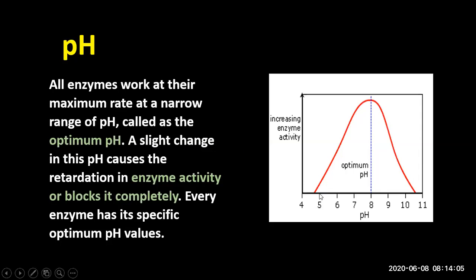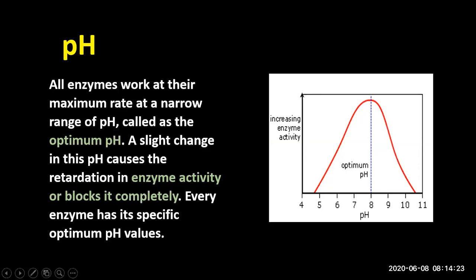Look at this graph. We are going to plot a graph between pH on the x-axis and rate of enzyme catalyzed reaction on the y-axis. On the y-axis, the rate of reaction is increasing. So it's a bell-shaped graph again.